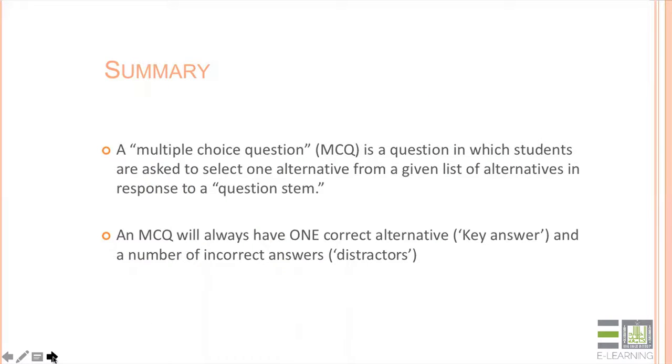So just to summarize the brief overview with regards to the general structure of a multiple choice question, students should be able to select one alternative from a list of alternatives presented in that multiple choice item in order to respond to a question. And the multiple choice question should also have a single correct answer amongst a list of incorrect answers.